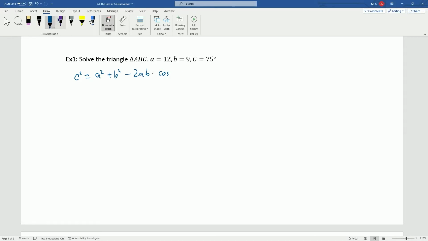I'll just write it in terms of c to start. And now I start plugging everything in. So c squared equals 12 squared plus 9 squared minus 2 times 12 times 9 times cosine of 75 degrees. That implies that c squared equals 144 plus 81 minus, let's see, this would be 2 times 12 is 24 times 9. All right, and I'm trying to simplify this as much as I can before I start rounding things in a calculator. So 2 times 12 times 9, it's going to be 216 times cosine of 75 degrees.